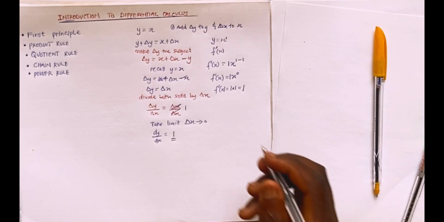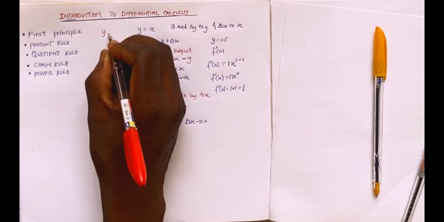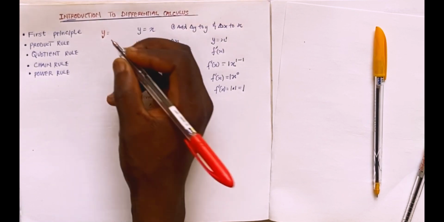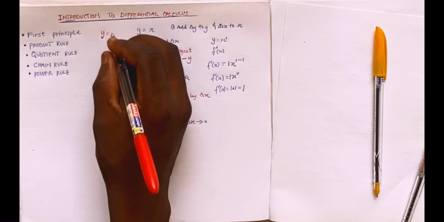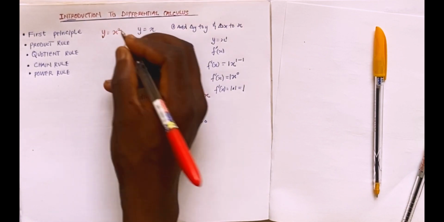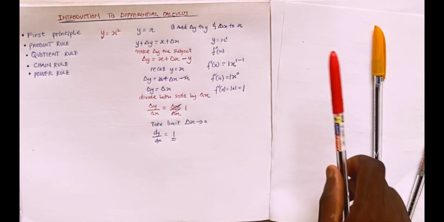Now, you guys will just try to solve this and drop the answer in the comment section below. You are going to find the derivative of x square. Do that and just drop your answer in the comment section.